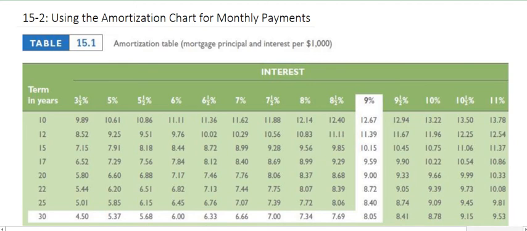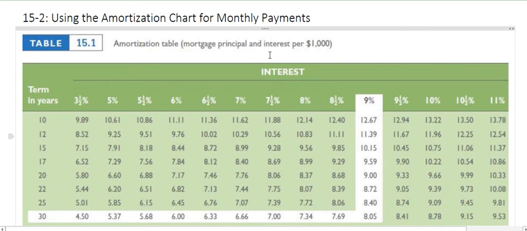Hello, welcome back. We're going to look at Chapter 15, Learning Outcome 2, Computing the Monthly Payment for Principal and Interest, and using that amortization chart to find that. And we're going to be looking at mortgage principal and interest per $1,000.